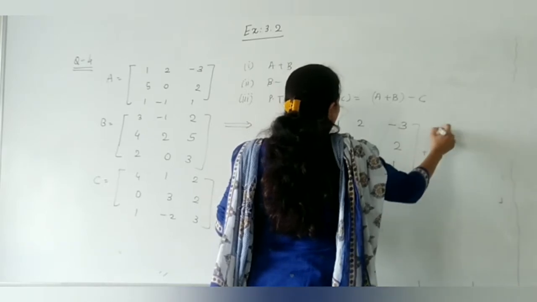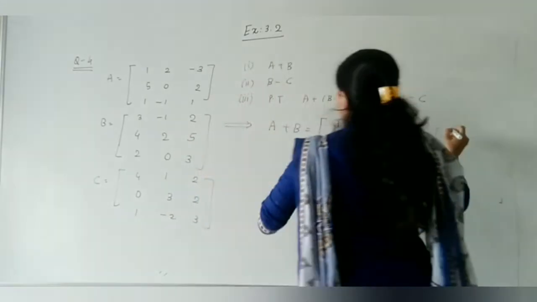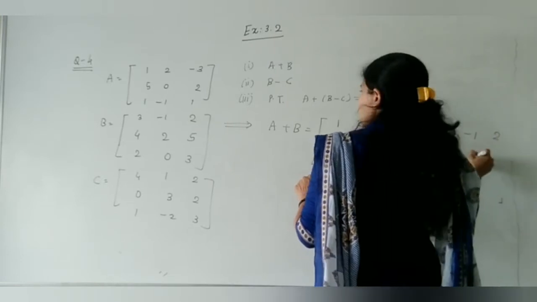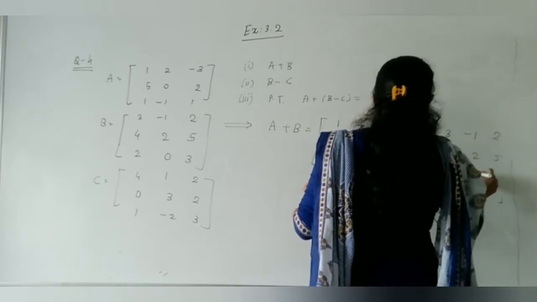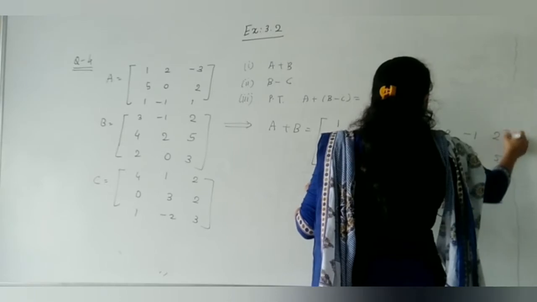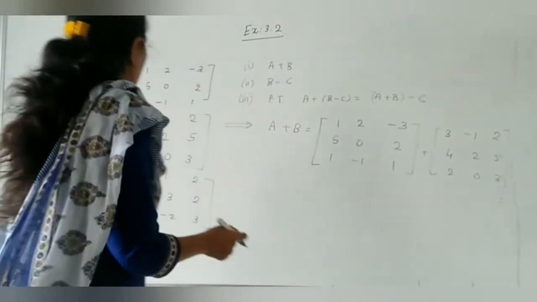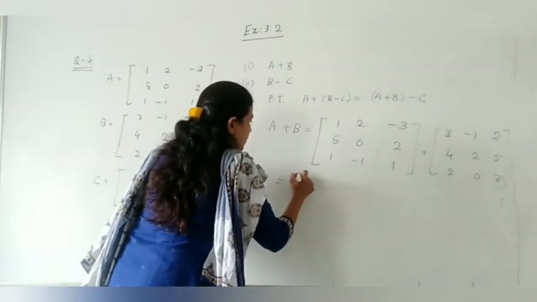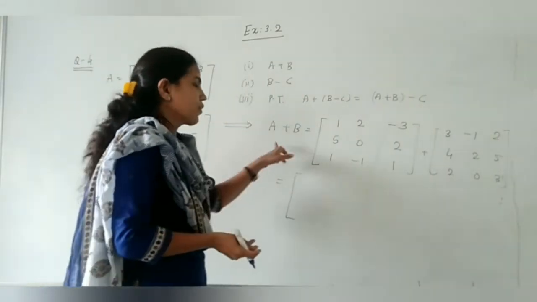Even this part you can do directly. Directly add A plus B. B is [3, -1, 2; 4, 2, 5; 2, 0, 3]. Okay, elements are proper. Now we are going to add.